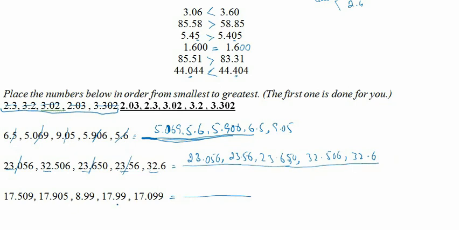Now the last one. 17 is there, 8 is there, 17 is there. So 8 is the smaller. So 8.99 is the smallest, and then 17 point. 17 is the same, so we compare the tenths value. 17.099 is greater than 8.99, and then 17.9 and 17.5. So 17.509 is greater, and then 17.905 and 17.99. So 17.905 is greater, and the greatest is 17.99.